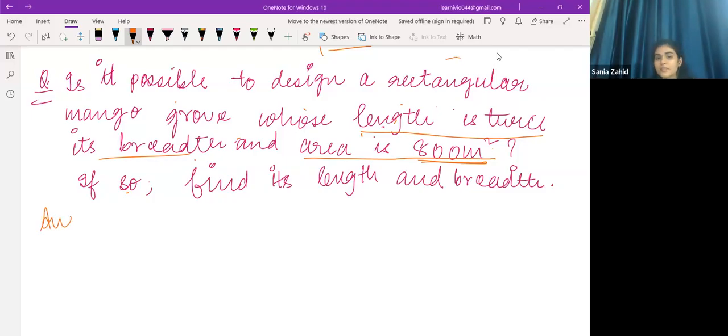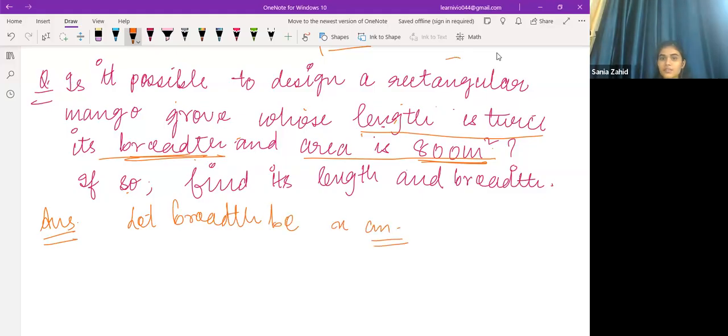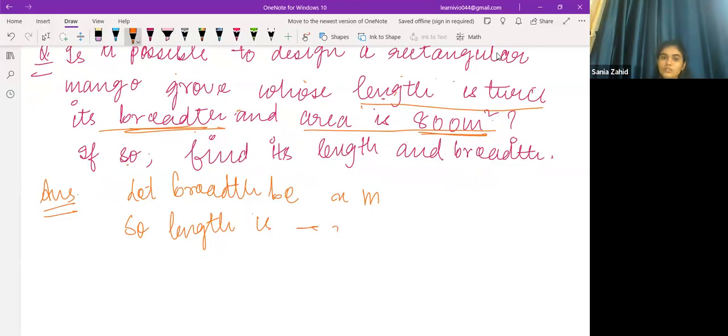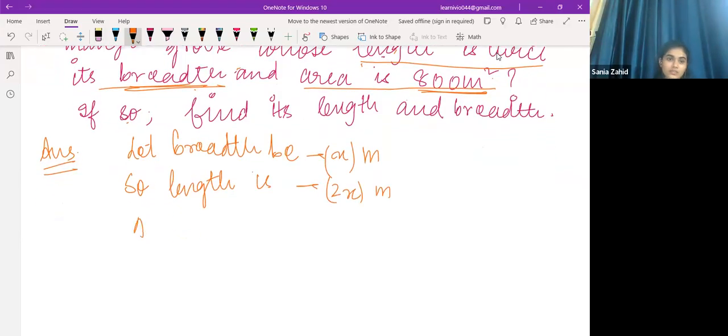Okay, see, I'll explain what happens. You will consider let the breadth be x meter. So length is how much? Twice its breadth. So length is 2x meter. Now it is given to you, area is 800 meter square.